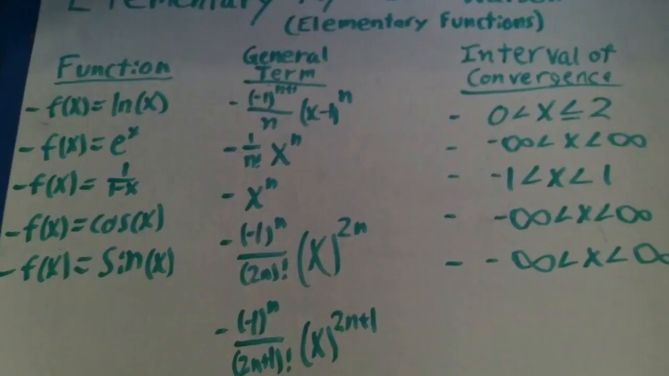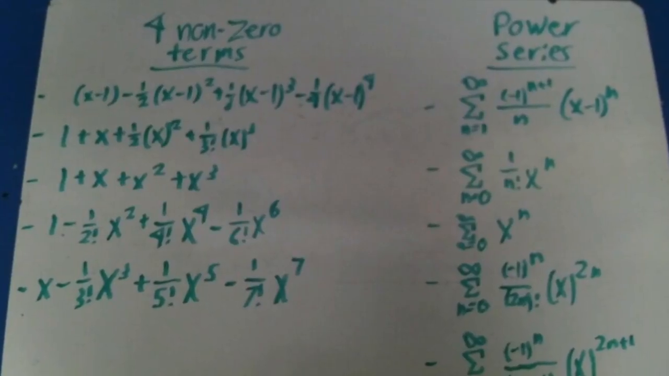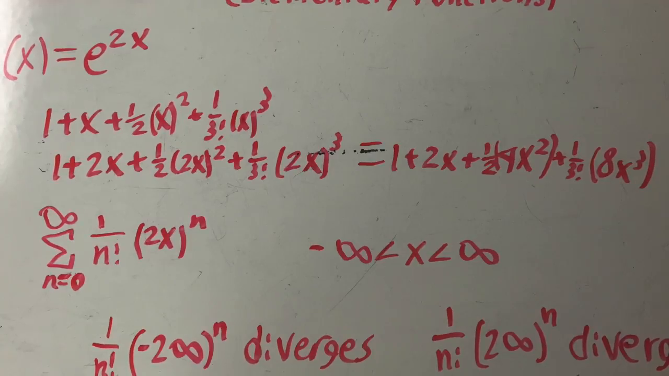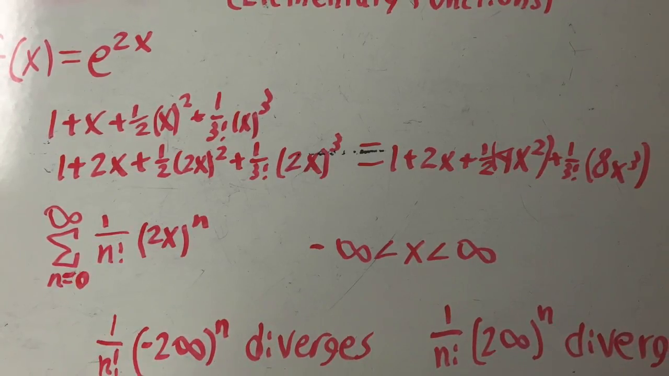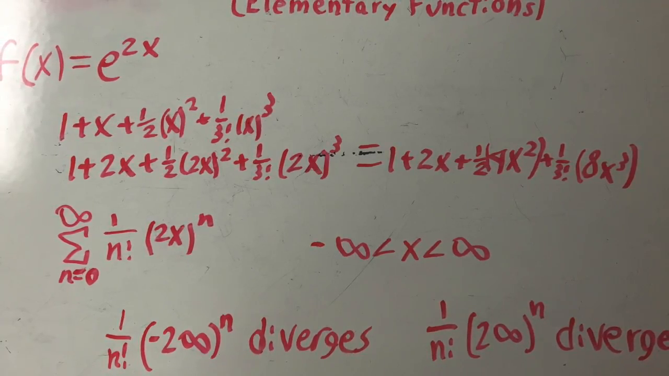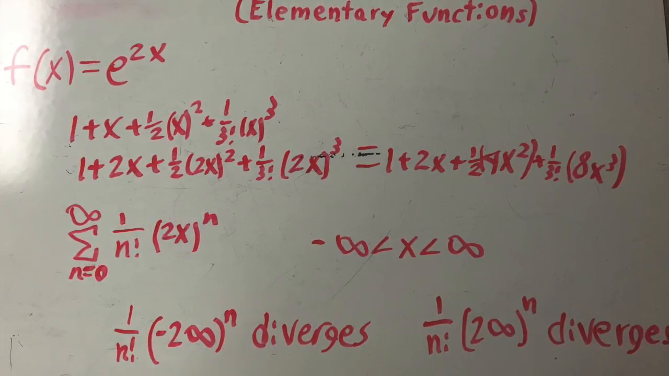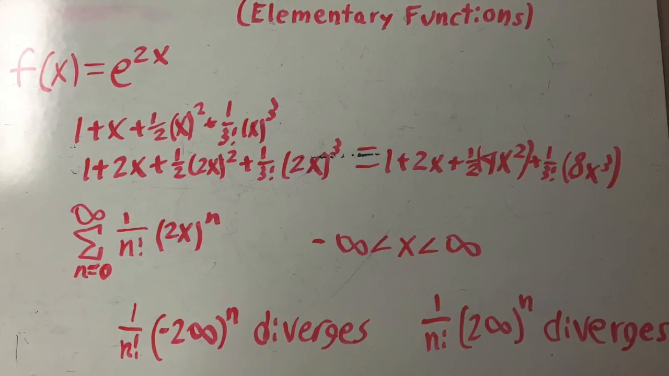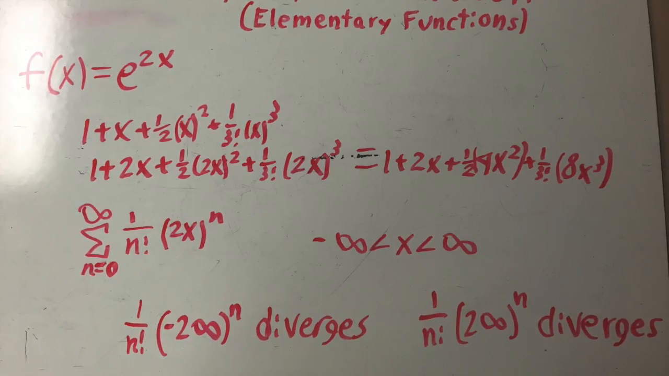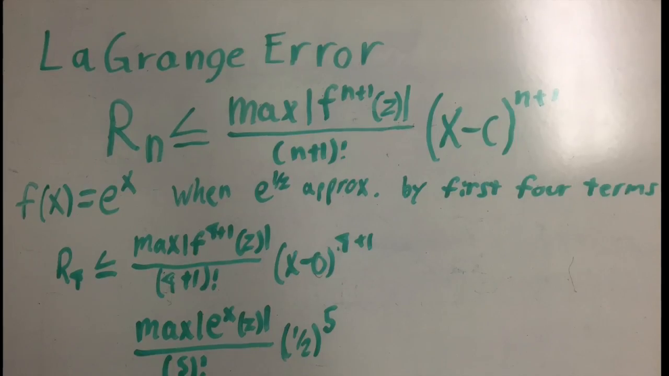If you look on your cram sheet, you see the elementary functions, all the ones that you need to know. This is an example of an elementary function, and for this particular one, it's e to the 2x. Using the first four terms of the elementary function, you plug in 2x for every x. And then going through that, you can find the nth term. Then you have to check your endpoints for finding the range. Both of them diverge, so you don't include equals to; it's just greater than and less than.